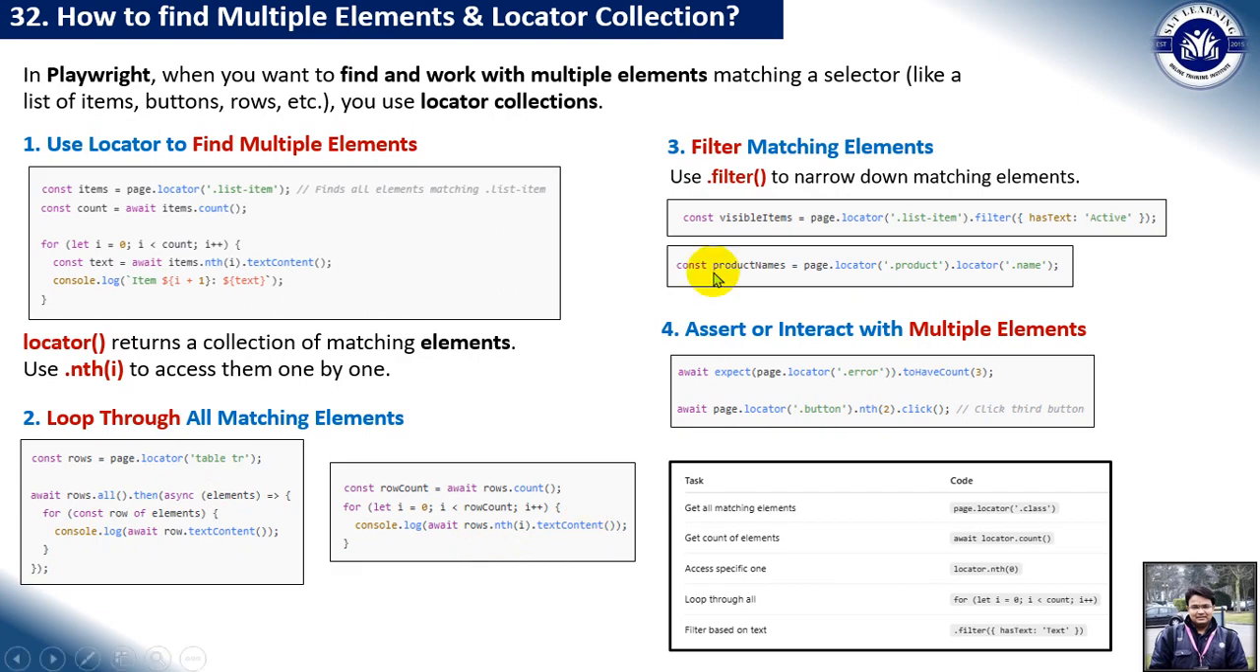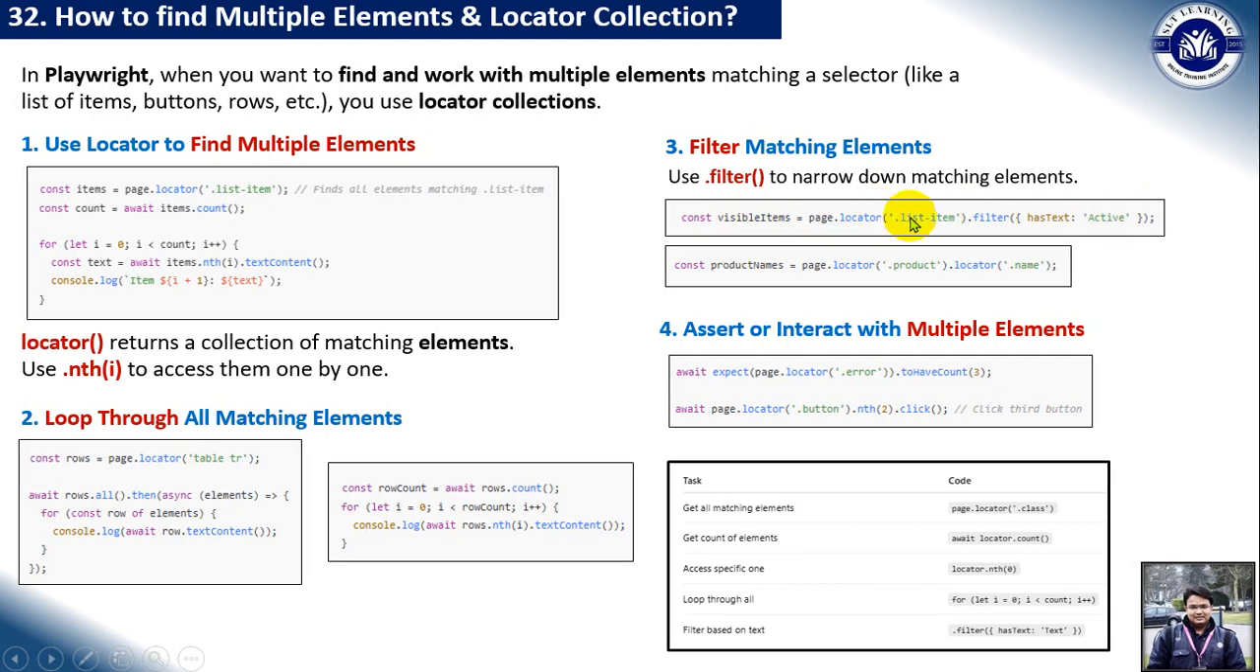Similarly, if you want to filter the matching elements, you can use dot filter. Suppose contents dot visible elements, page dot locator, this is the list, and filter has text active. So you want to fetch only active elements. If that particular locator has the text active, it will be considered and fetched under the visible items. Similarly, with product name: locator dot product, locator dot name, you want to fetch all the product names from the product and name field. So this is how you can filter as well. You can use filter accordingly.